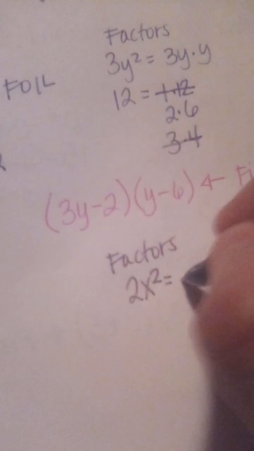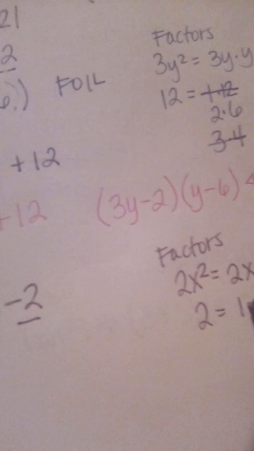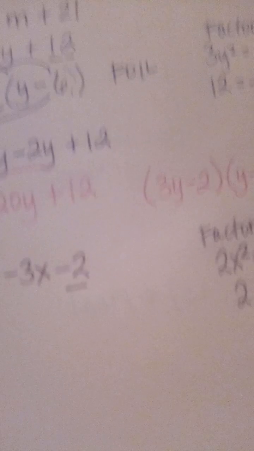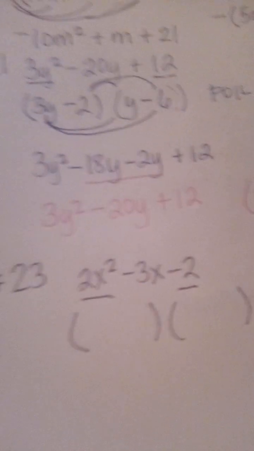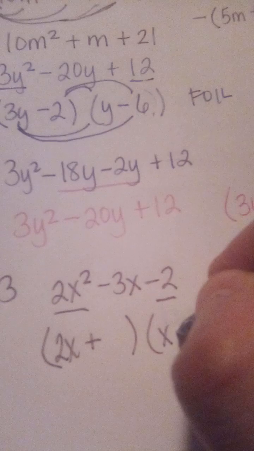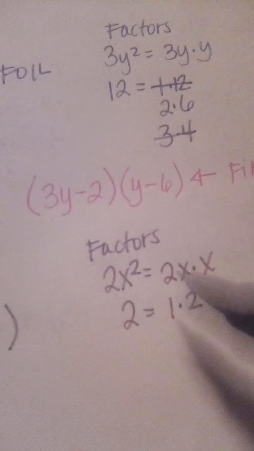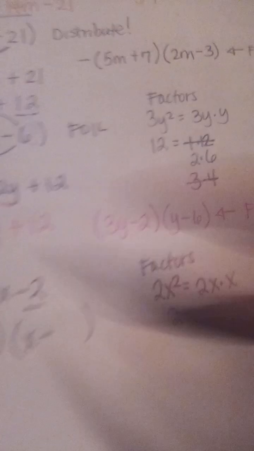Two x squared is 2x times x. Of course, the 2 is 1 times 2. All right. Now we go do the factors. Which one goes on the positive? Which one goes in the negative on this part? Let's try 1.